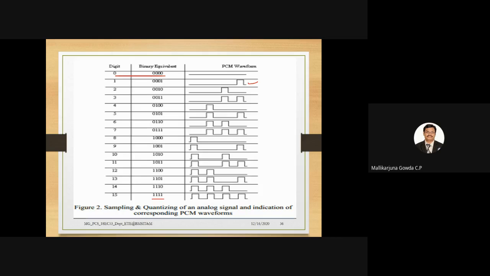Then 0010. So for 1, I am getting 1 pulse. This will be my 1. Then here 2 zeros, then here 1 0, right? Hope you are understanding this point. Then 0011. So 2 zeros by no pulse, then 2 ones by 2 pulses, right? So like this I can represent each of these binary numbers with the waveform.